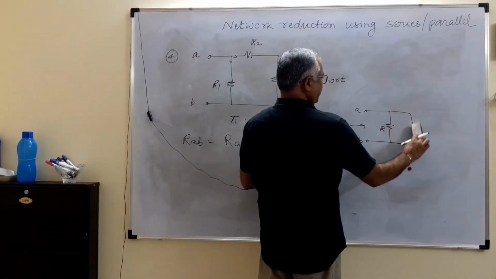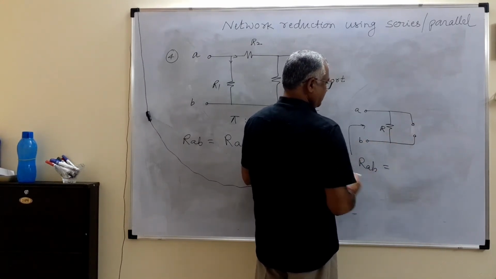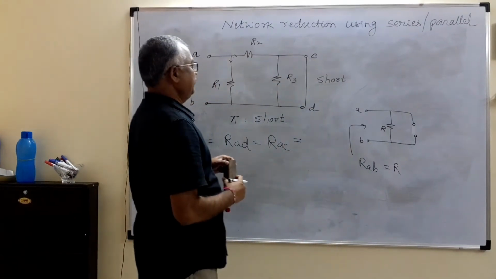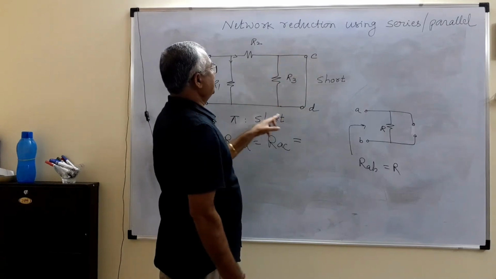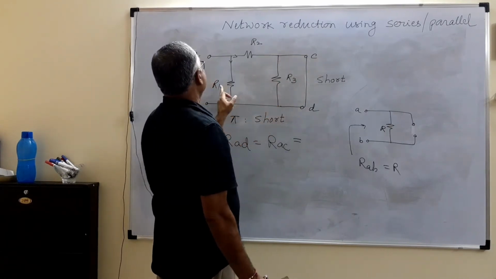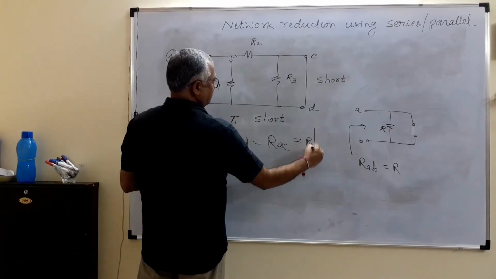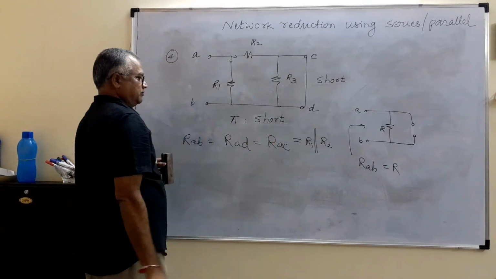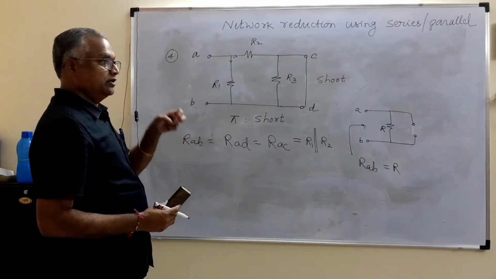But if this is open, again what is the equivalent resistance? R only. The same way, R3 shorted. So what is this equivalent resistance? 0. So simply R1, R2 become parallel. So R1 parallel with R2. These two are parallel. Over. This is with the T short.